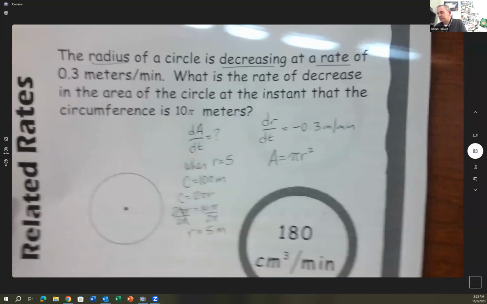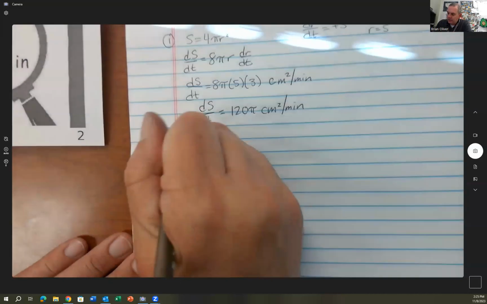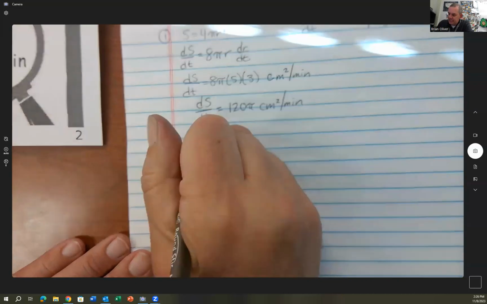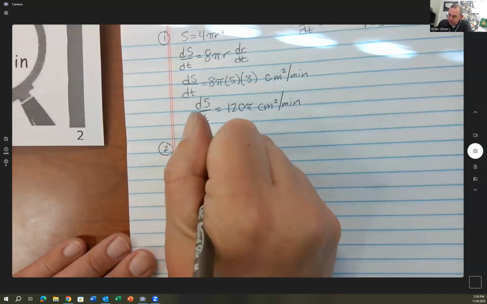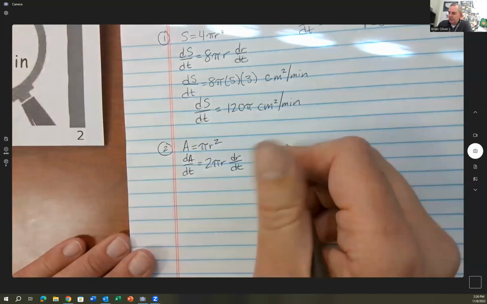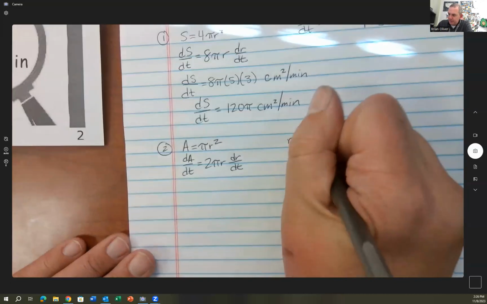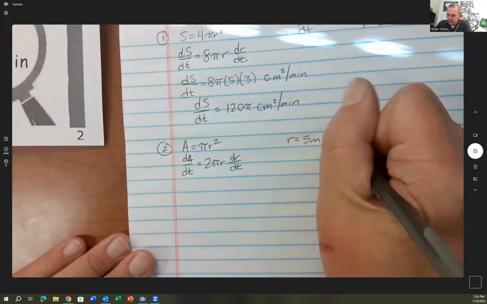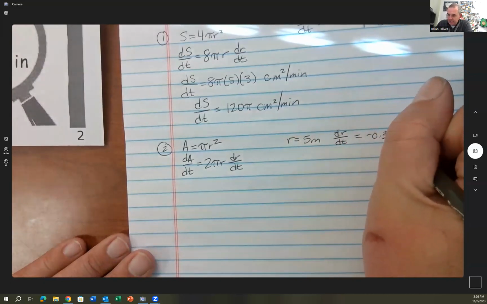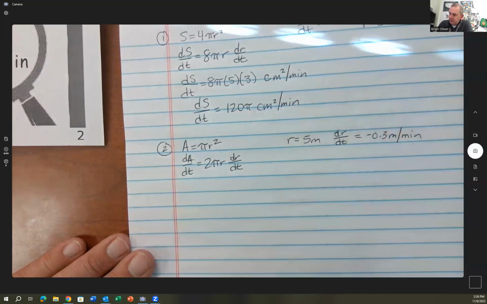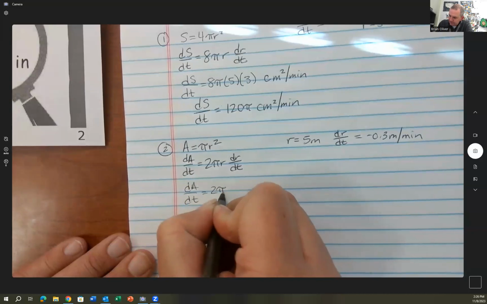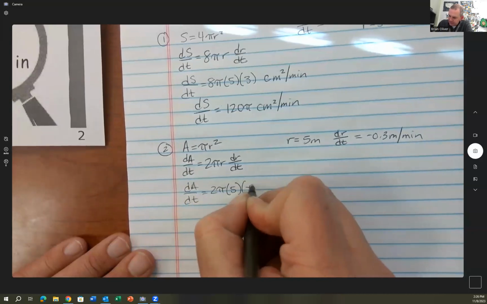Now I'm going to bring it over here to do the formula. I have area equals pi r squared. So dA/dt is equal to 2 pi r dr/dt. According to the problem, I know that the radius is 5 meters, and dr/dt is equal to negative 0.3 meters per minute. So I can plug in to figure out dA/dt, which is equal to 2 pi times 5 times negative 0.3.